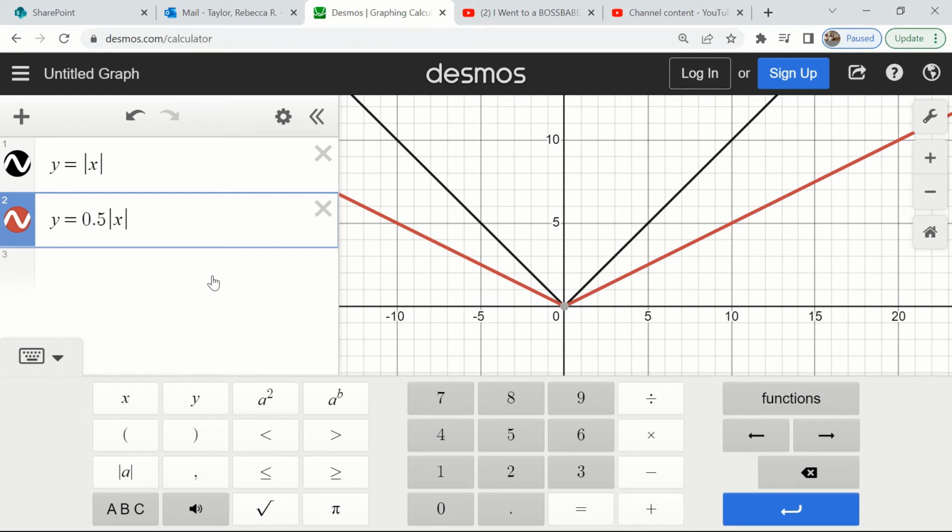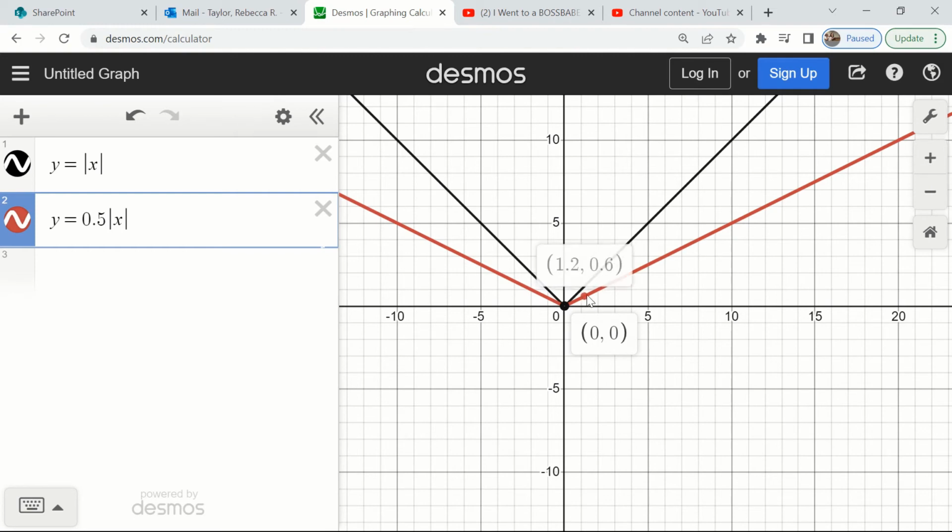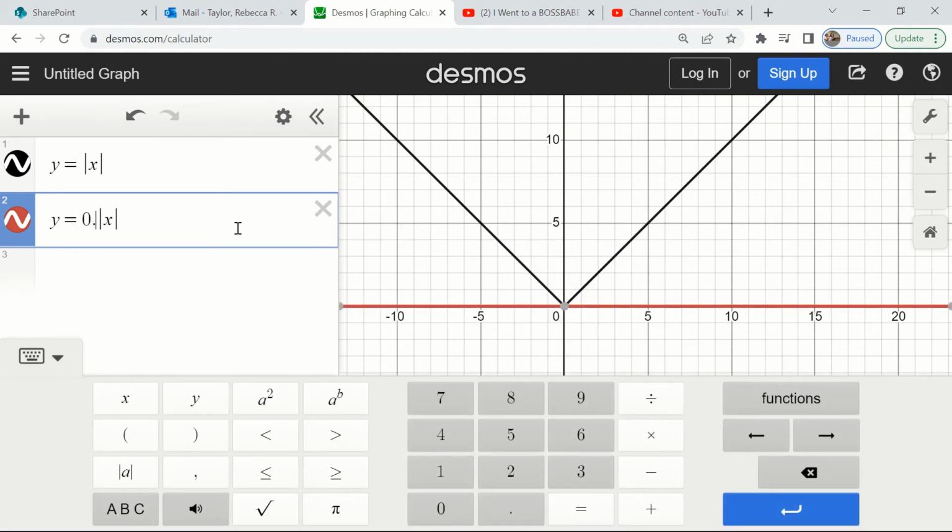It's like you're pushing that absolute value, compressing it down towards the x-axis. And you might notice that the slope is now 1/2. We have rise over run, so when I get up there, it has gone up 1 and right 2. So the slope is 1/2. We'll do 0.1, okay? And there the slope is 1/10. So I go up 1 and over 10.